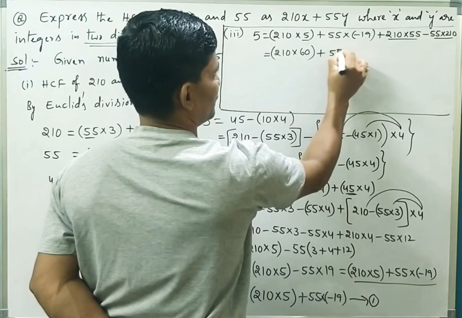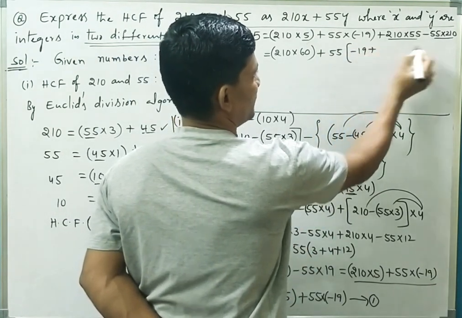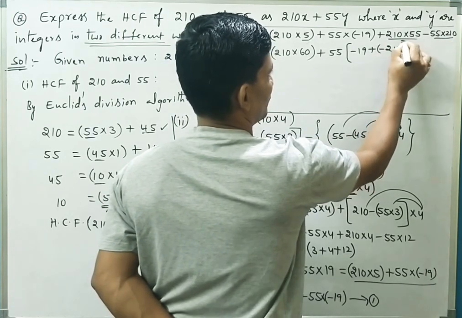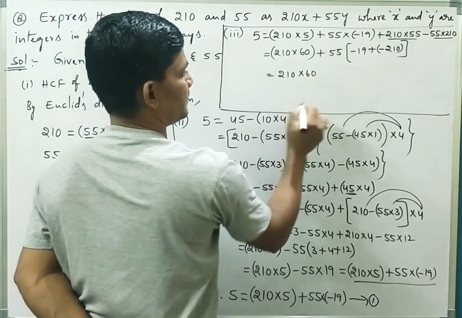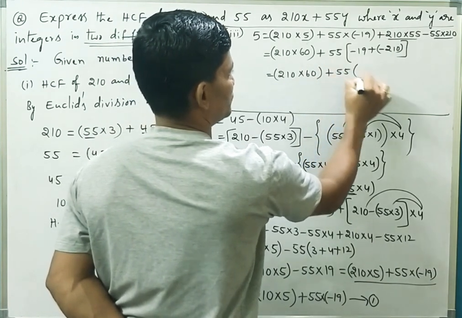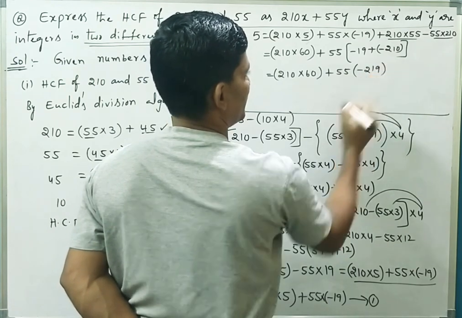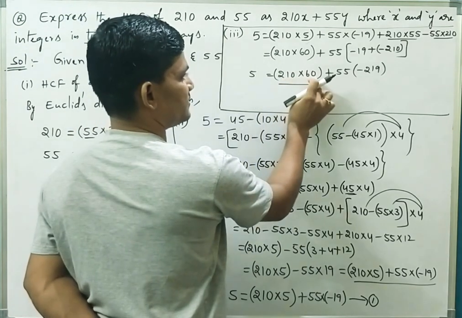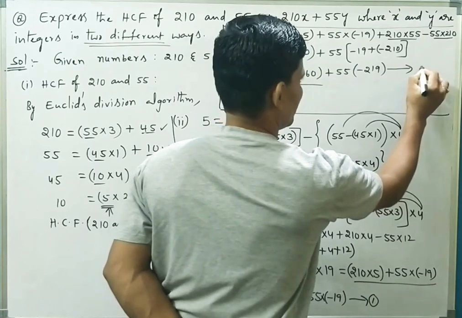Plus 55 is taken how many times? Minus 19 plus minus 210. So 210 into 60 plus 55 into minus 19 minus 210, that is minus 219. So 5 can be expressed as 210 into 60 plus 55 into minus 219. This is the second one.